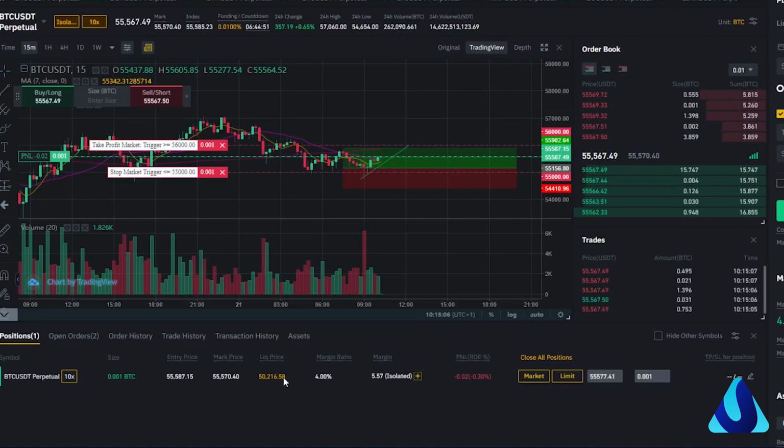You can see now here as well we have a liquidation price. So currently my liquidation price is at 50k, and what my margin ratio is of 4%, and what is at risk at the moment. So $5.57 are at risk at this current moment, and as you can see, it's isolated, so it's only that balance there.